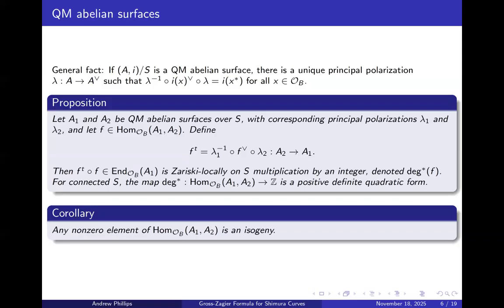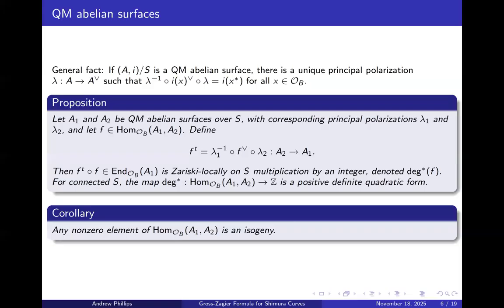It turns out that if you compose F with its dual, you can view that as an endomorphism of A1 that, at least locally on S, is multiplication by an integer. In particular, if S is connected, it is just multiplication by an integer. I'm going to give a name to it, degree star. There's no standard name, as far as I can tell, for this degree. I called it the QM degree in my paper, just to give it some name.